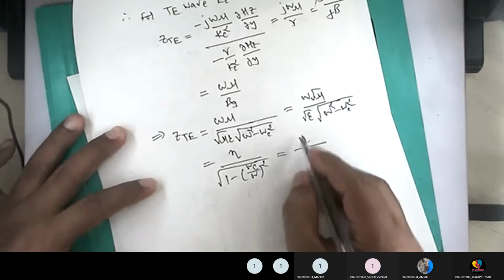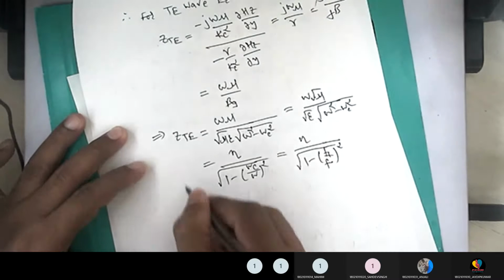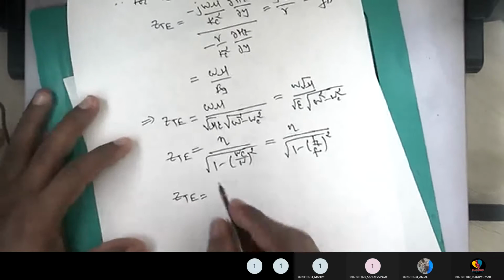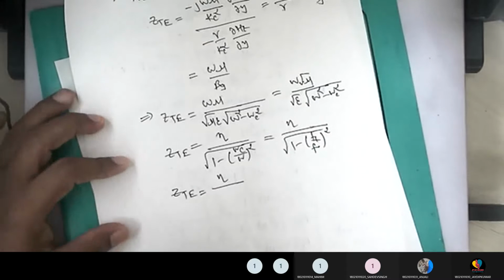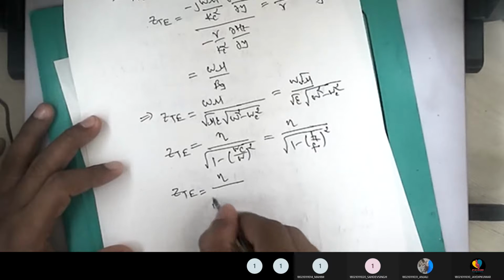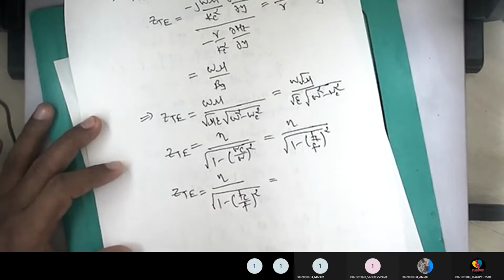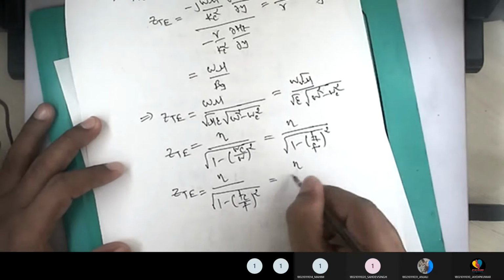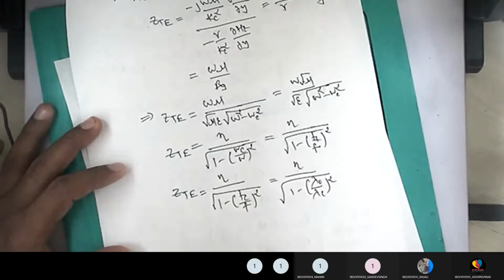So this will become eta times the square root of 1 minus (fc over f) whole squared. This way I can obtain that ZTE is everything in terms of the frequency: eta times the square root of 1 minus (fc by f) whole square. If I want to write everything in terms of the wavelength, then the denominator and numerator will exchange, so it will become the square root of 1 minus (lambda 0 by lambda c) whole square, so inverse. Otherwise everything will be the same.